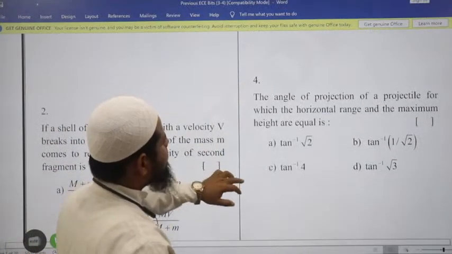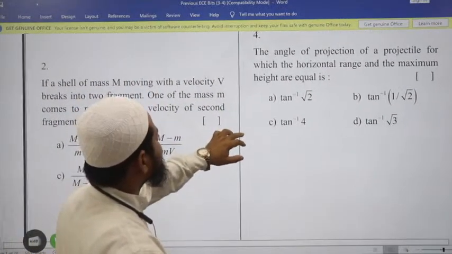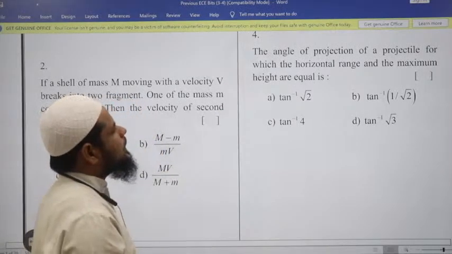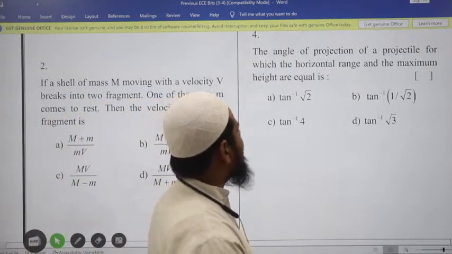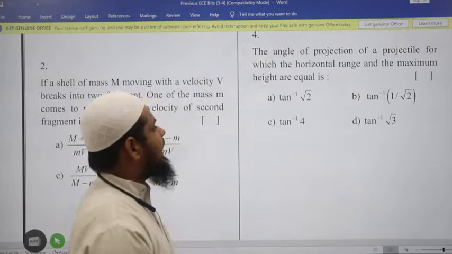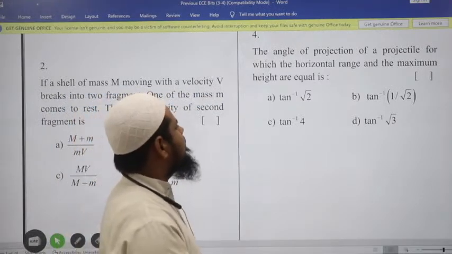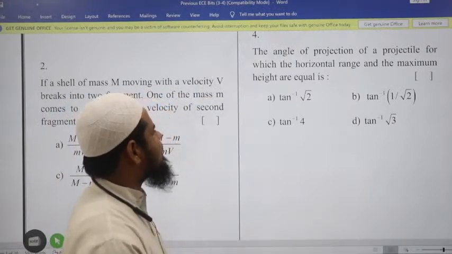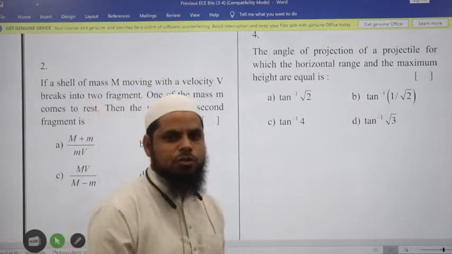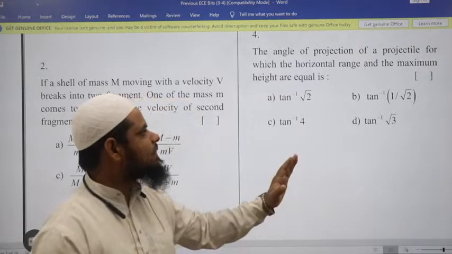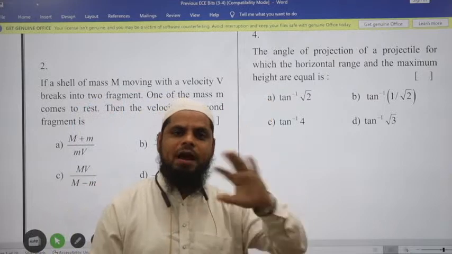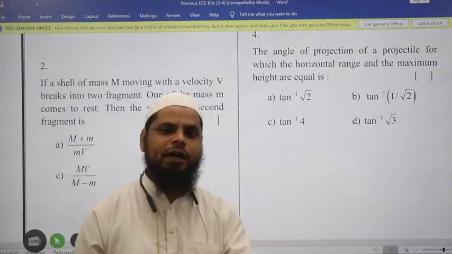Next problem, fourth one. The angle of projection of a particle for which the horizontal range and maximum height are equal. So what has he given? He has given that for a projectile, maximum height and range both are equal. At what angle is he asking?